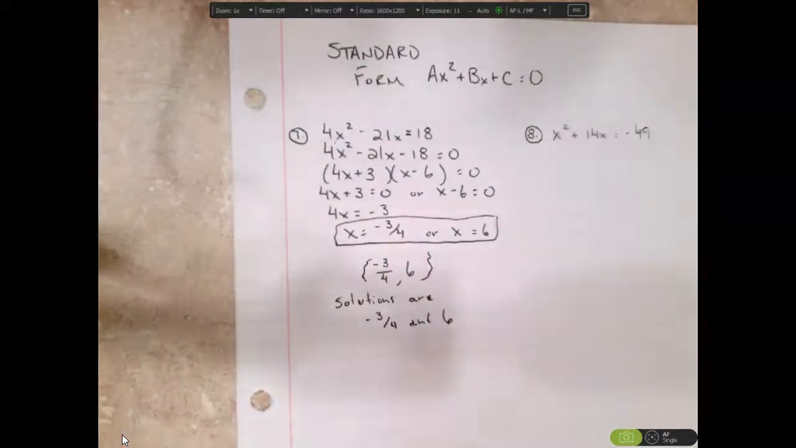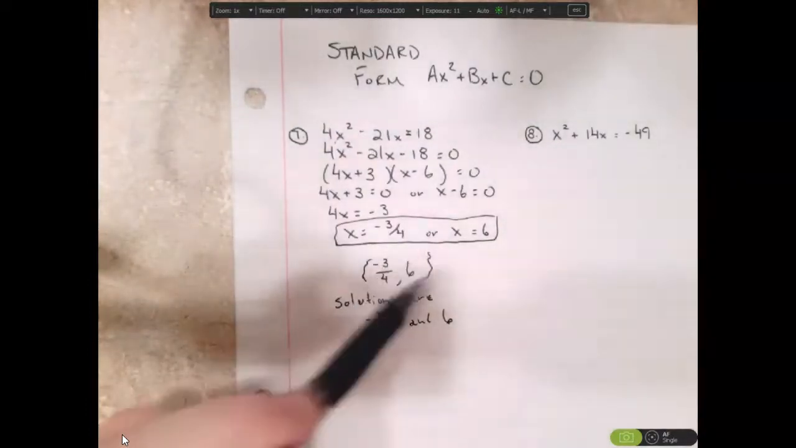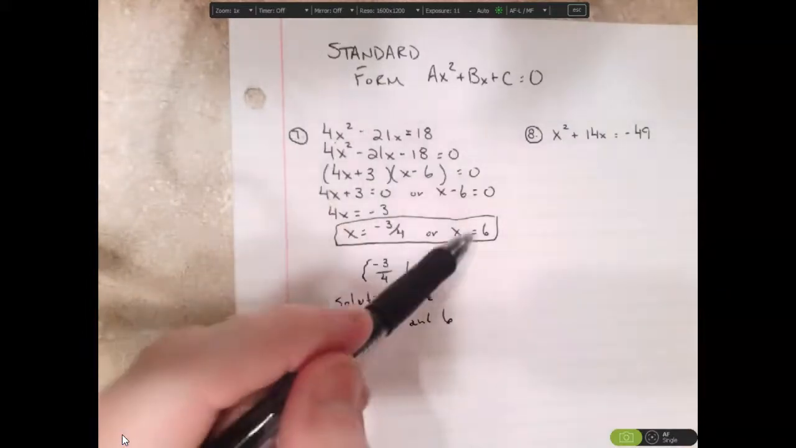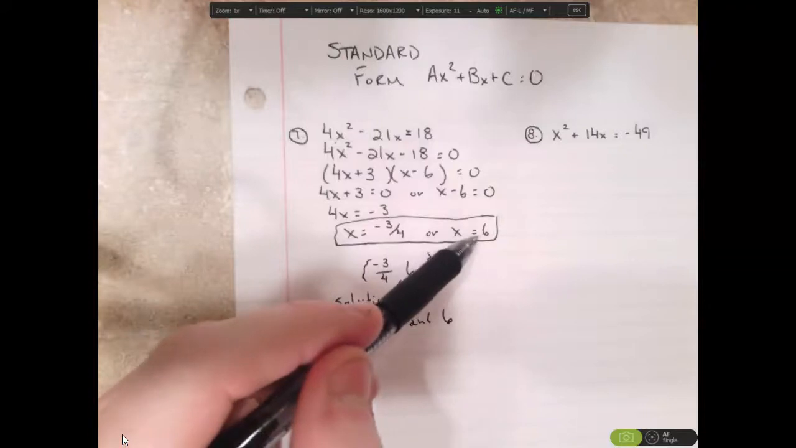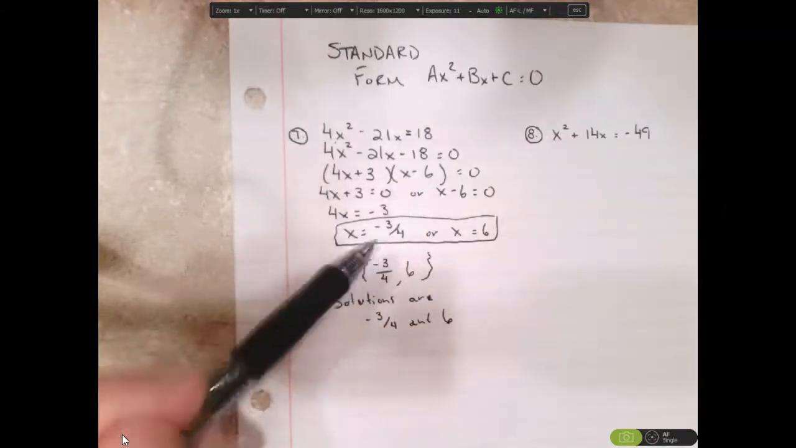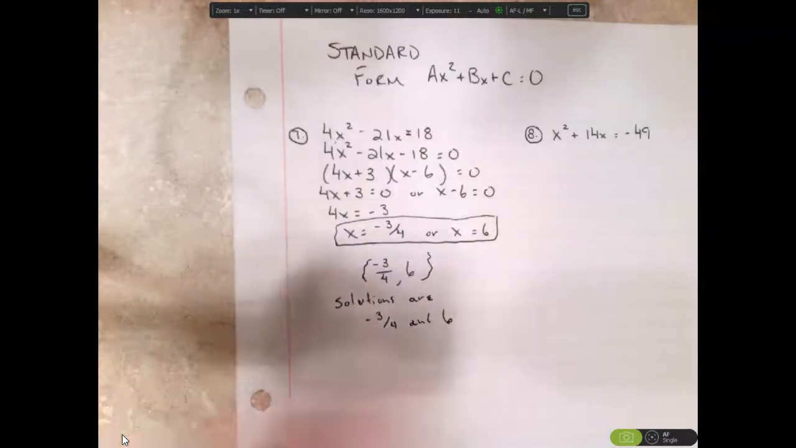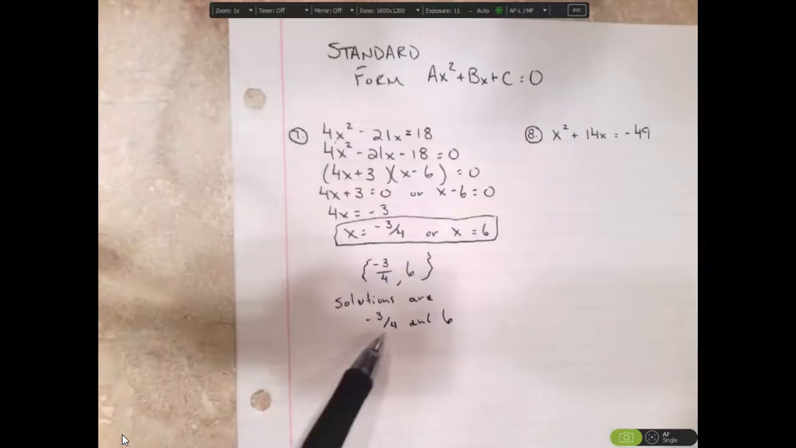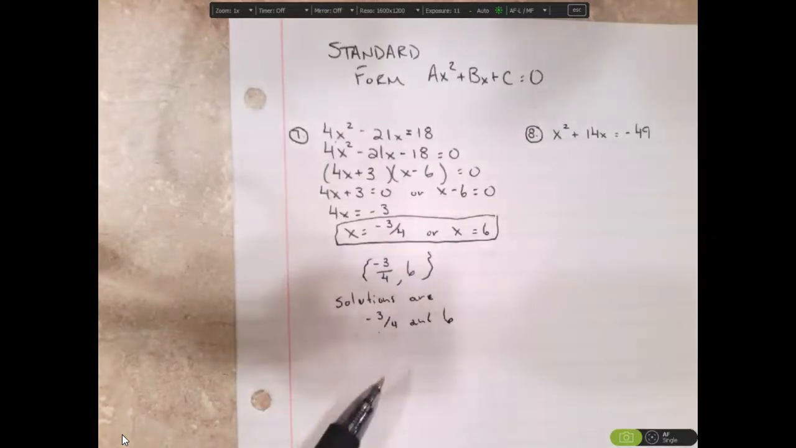I don't want to confuse anyone, guys. The reason we're putting or again is because if A is 0, then the solution is 6. If B is 0, then the solution is negative 3/4. And we have those two solutions because that parabola crosses the x-axis in two spots. So that's why you should have two answers.